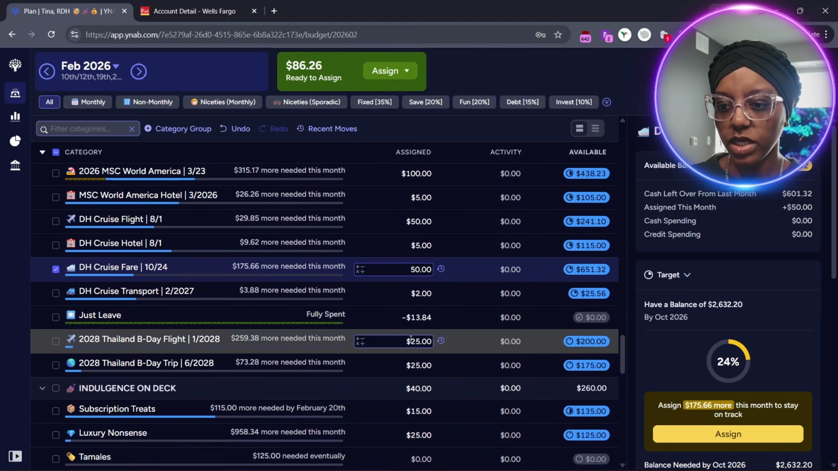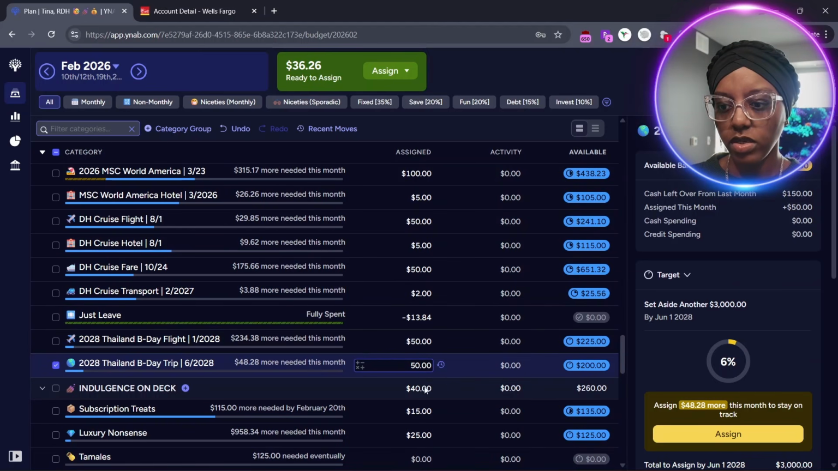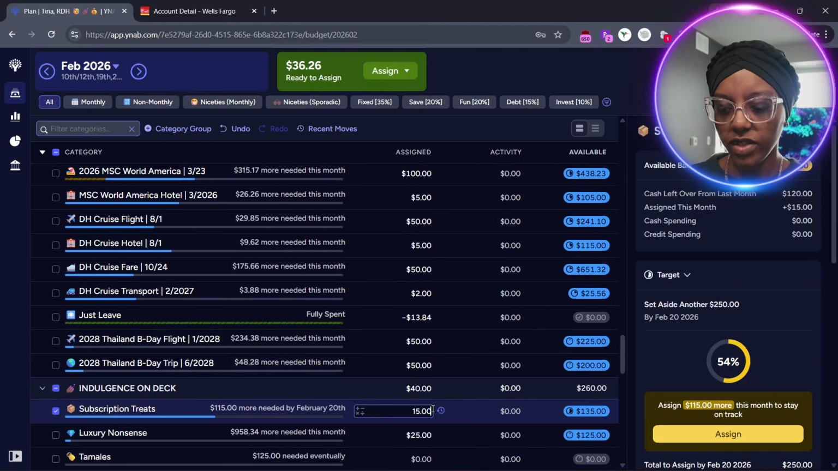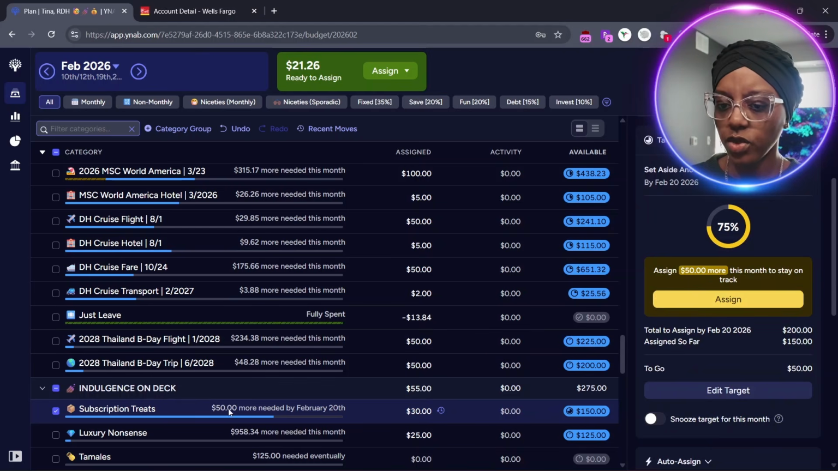Thailand, I'll put some money towards Thailand. I'll put an extra 25 in each one. And you know what I'll do? I'll also fill this up all the way so that way I can pretty much just buy that ASAP. All right, what does it say? 100 more this month? No, why didn't I change that? No, I need 100, let's say, I'll just say $200. Even though it's not $200, I'll just say that. Okay, so now I have 21.26 ready to assign.